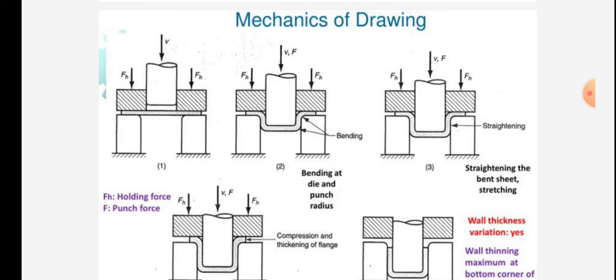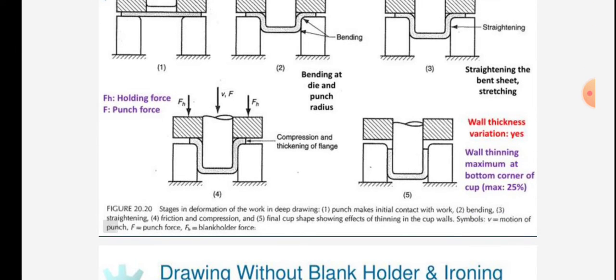we will see Fn, Fh, and V is the velocity of the punch. Bending at die and punch radius is given in second figure, and in third figure, straightening the bent sheet stretching is given. Straightening is given in figure 3. In figure 4, Fh is the holding force and F is the punch force. V and F are given, Fh and Fn are given.